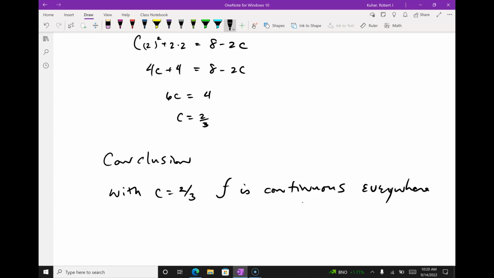And of course, if I went back in and put this 2/3 in, guess what? And I checked the value of the function, what's the limit at 2, do they match up? Yeah.